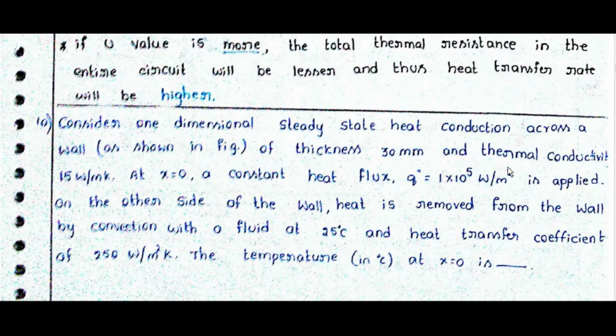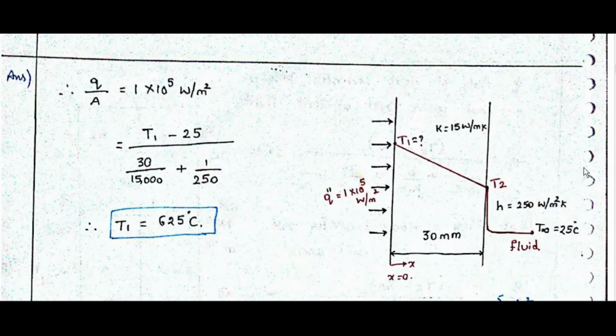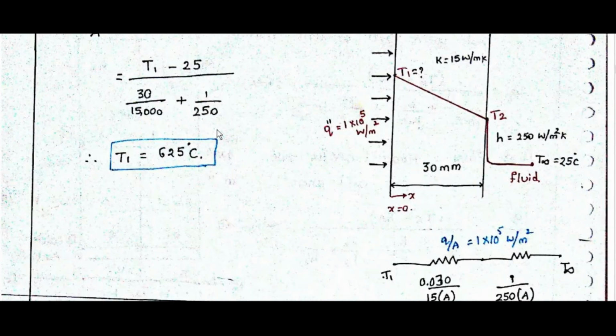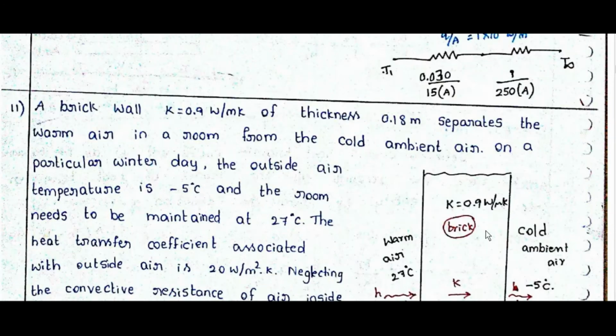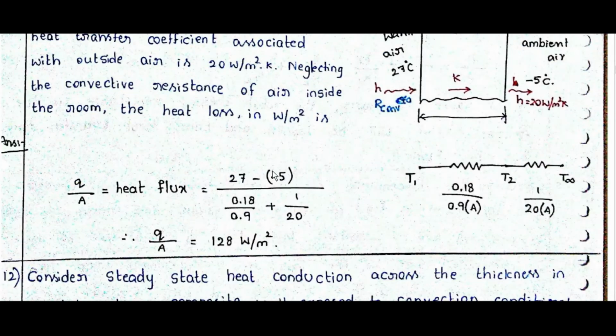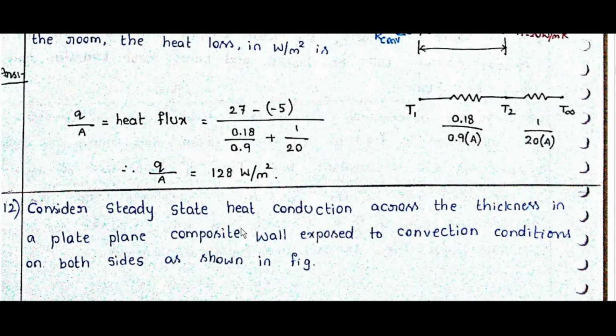Here, similar to above questions, but one side h is given, T infinity is given. So Q by A is equal to T1 minus T infinity by 1 by h plus L by K. Similarly, here both sides h is given. We can draw the circuit. Q by A, heat flux, is equal to, we can get it.